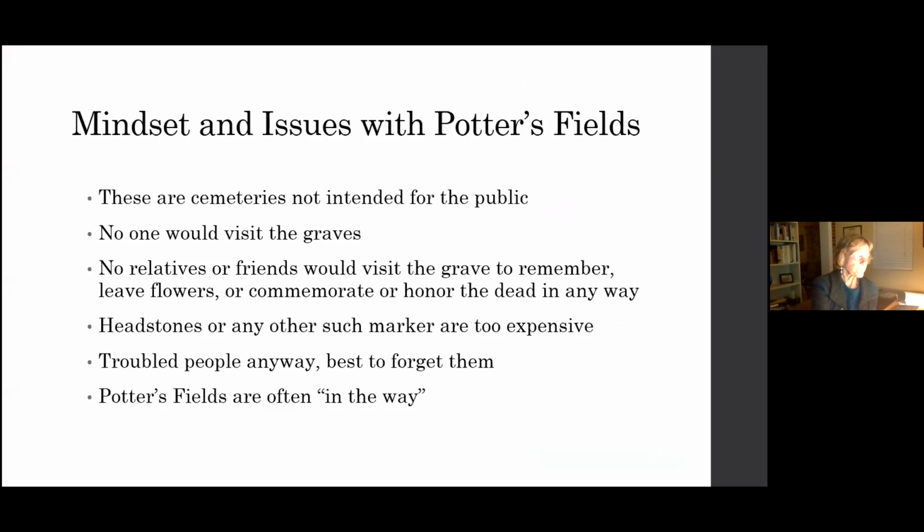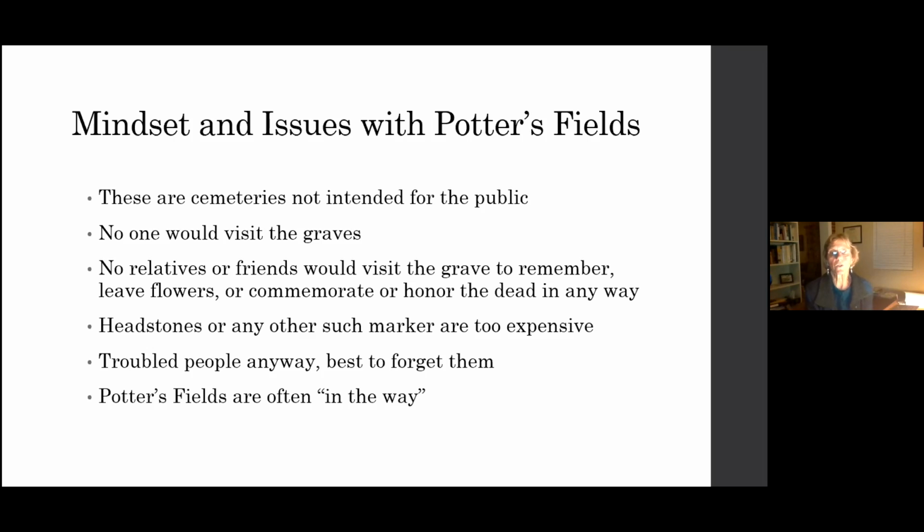And I just want to wind down here, close out with some discussion about the mindset of Potter's Field. These are some of the attitudes that I encountered, and I know they're out there.